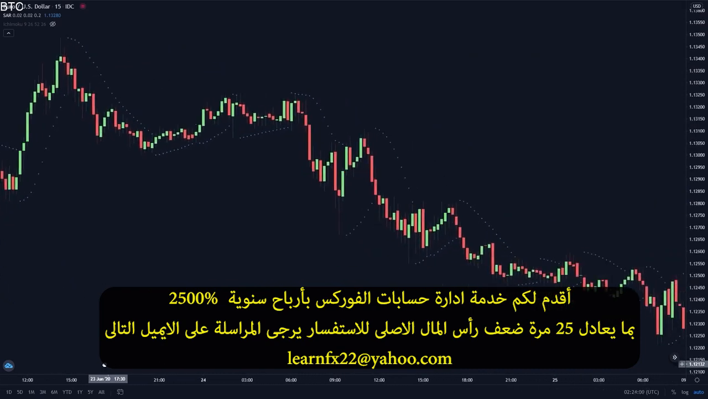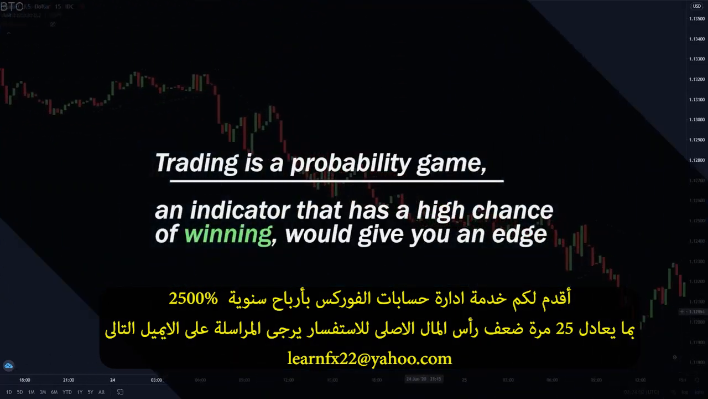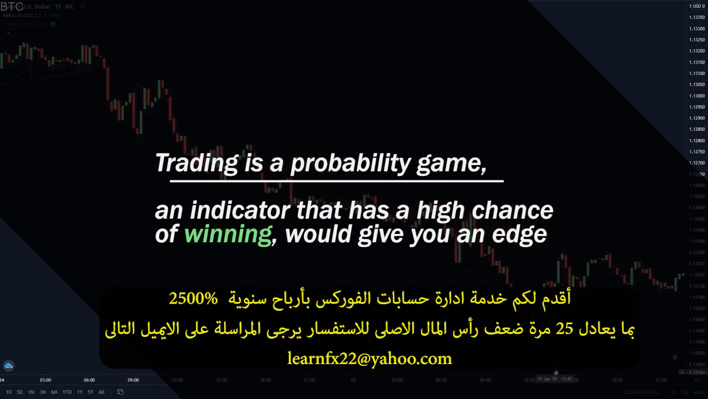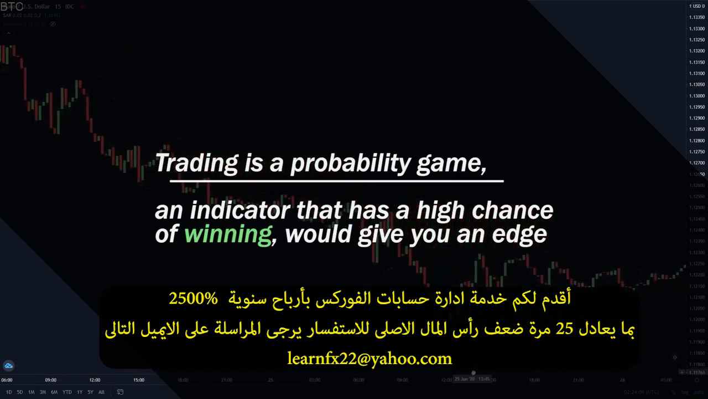And remember, trading is a probability game, so if you find an indicator or multiple indicators with a high win rate, it will give you an edge in trading.